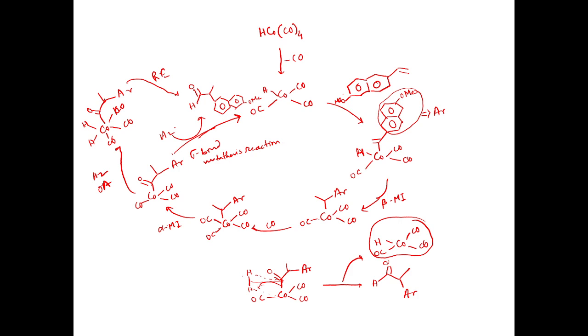Okay, so rather than that, it will do the sigma bond metathesis reaction. But always remember that if oxidative addition and reductive elimination are favored, then the sigma bond metathesis reaction will not happen. Sigma bond metathesis only happens when oxidative addition and reductive elimination are hindered, non-favorable, or a highly energy-demanding process. Only then will this sigma bond metathesis reaction take place.